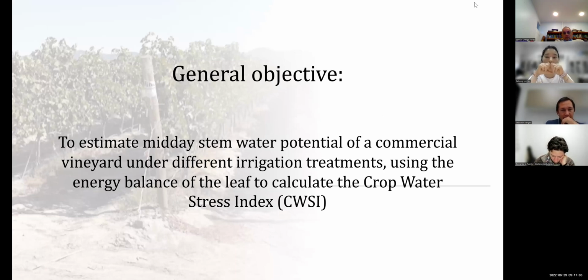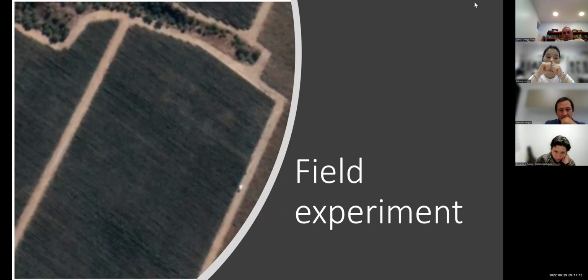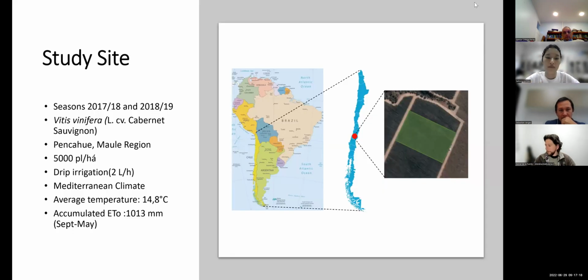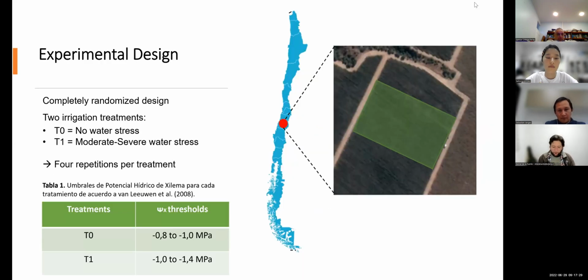So what I've mentioned before leads us to generate the general objective of this work, which is to estimate midday stem water potential of a vineyard under different irrigation treatments using the energy balance of the leaf to calculate the crop water stress index. And for this, we carried out an experiment during 2 growing seasons over a commercial vineyard in the Maule region, which is in the central zone of Chile, that has a Mediterranean climate. And in this study site, we established 2 irrigation treatments, one with no water stress and the other one with moderate to severe water stress. And these treatments were managed according to a midday stem water potential threshold.